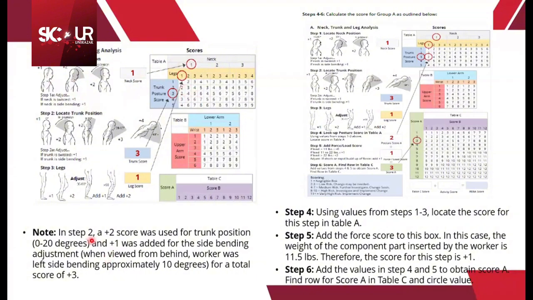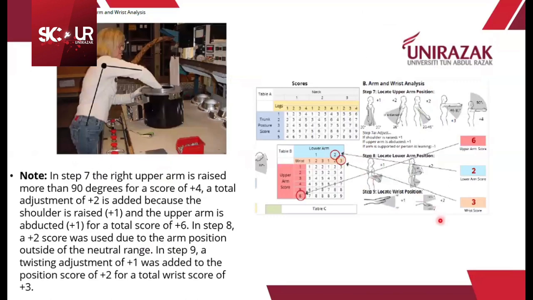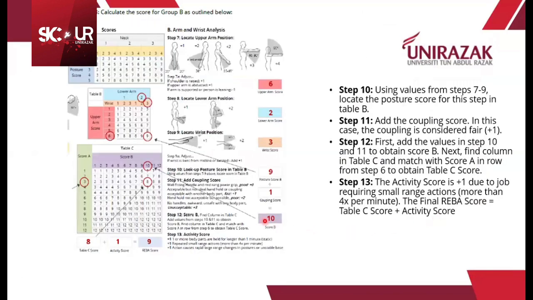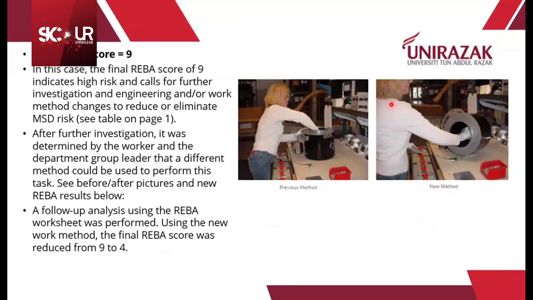In the step 2, A plus 2 score was used for the trunk position 0 to 20 degrees. Ini. And then plus 1 was added for the side bending. So ada berlaku side bending. Okay, plus 1. Alright. So itu kaedah-kaedah untuk kira lah sebenarnya. So at the last nanti, so dapat score pada table C. Inilah. So detail dia boleh go through nanti. Right. Final REBA score 9.